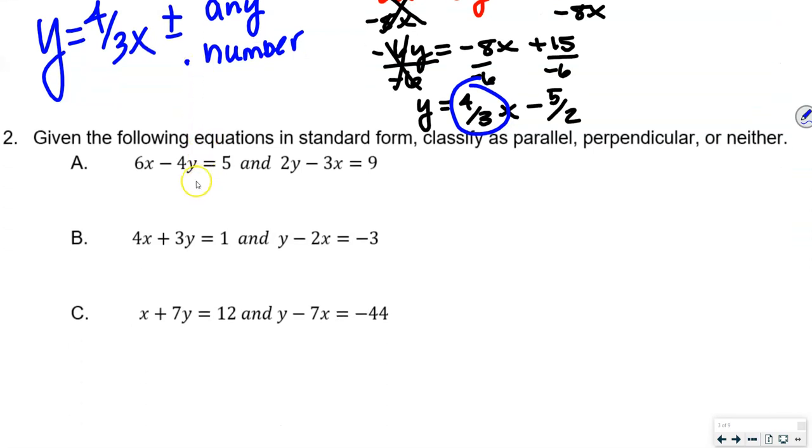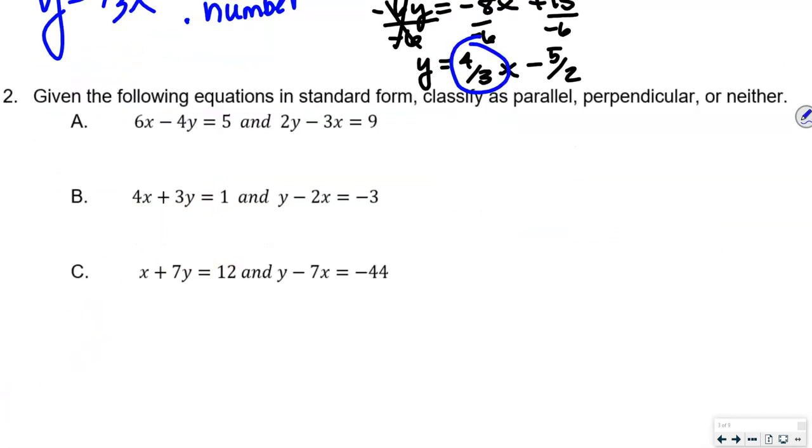So on this next one, it says, given the following equation in standard form, classify as parallel, perpendicular, or neither. So here again, I'm going to take each of these equations and I'm going to set them into the y equals mx format. So I'm going to take this one first. So I got 6x minus 4y equals 5. So I'm going to subtract 6x from both sides. Okay, so that's going to give me negative 4y equals negative 6x plus 5.